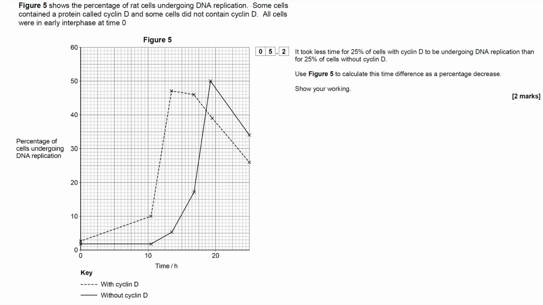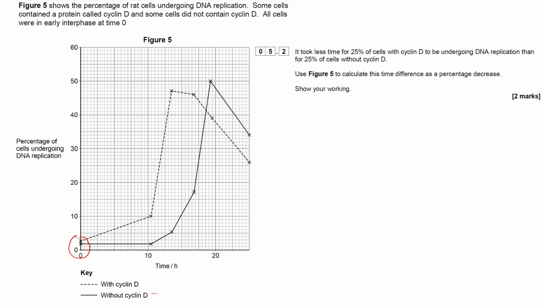The next part of this question is figure 5 shows a percentage of rat cells undergoing DNA replication. Some cells contained a protein called cyclin D and some cells didn't contain cyclin D. All cells were in early interphase at time 0. So as you can see here, there's a time 0. So all the cells were in early interphase at time 0. It took less time for 25% of the cells with cyclin D to be undergoing DNA replication than for 25% of the cells without cyclin D. Use figure 5 to calculate this time difference as a percentage decrease.